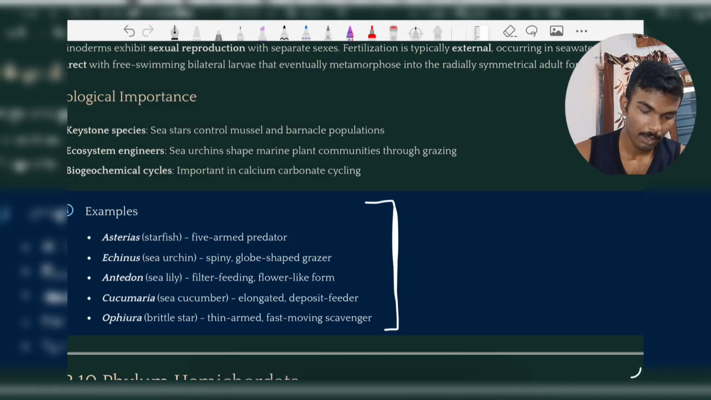Asterias, starfish, five-armed predator. Echinus, sea urchin, spiny globe-shaped grazer. Antedon, sea lily, filter feeding, flower-like form. Cucumaria, sea cucumber, elongated deposit feeder. Ophiura, brittle star, thin-armed, fast-moving scavenger.